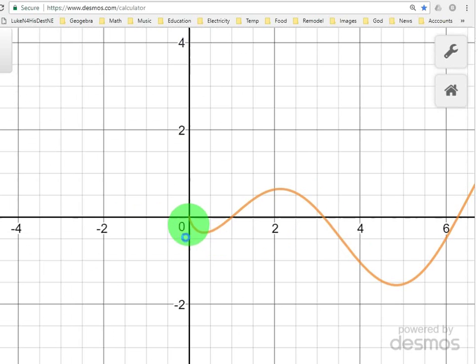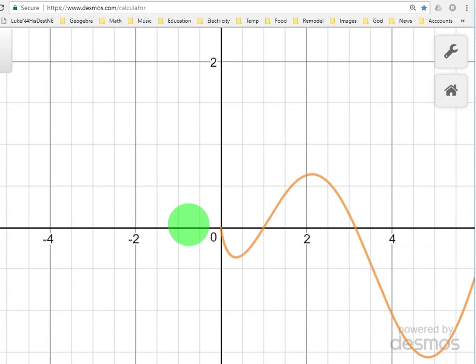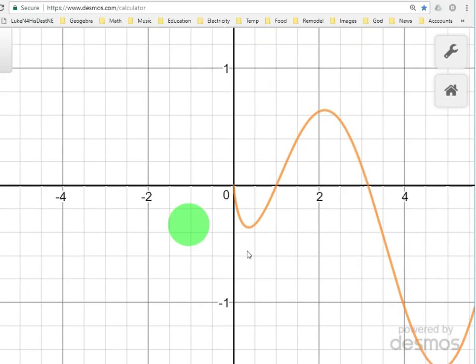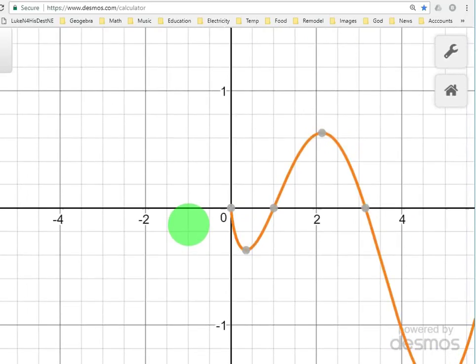And I don't know if this is one that oscillates forever. Sometimes they do. I'm having a hard time zooming in here. Sometimes this app doesn't want to zoom in. It wants to do other things. But anyway, you can see that the limit as x approaches 0 from the right is 0. From the left, it doesn't exist. Okay, there we go. There I was able to zoom in.